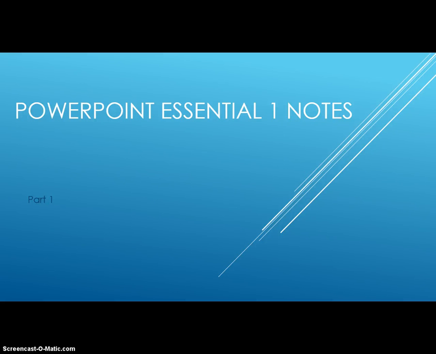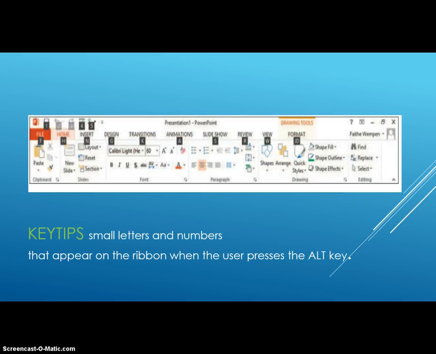We're starting with PowerPoint now, and these are the PowerPoint Essential Notes. If you remember from Microsoft Word, you have what are known as key tips, and key tips appear when you press the Alt key on your keyboard, and they're just little badges that come up. You see the letters that are up there, F, H, N, and then some numbers. If you press one of those letters, for example, if I press the letter H when they're up there, then it will open up my new slides for me.